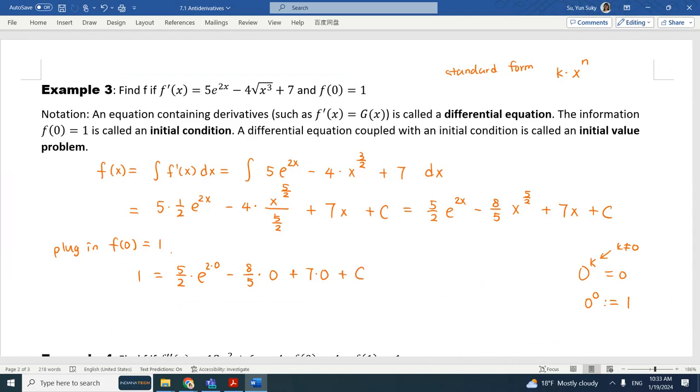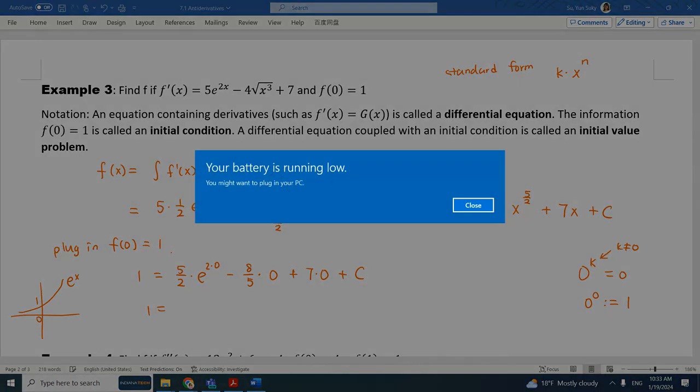All right. Exponential function. What is e to the 0? Very good. Exponential function looks like this. e to the 0 is 1.